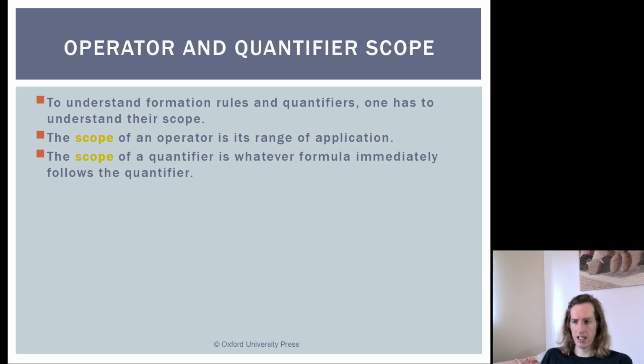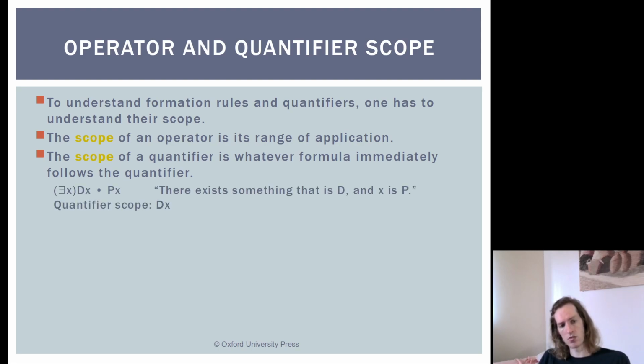So the next thing to go over is the operator and quantifier scope. To understand formation rules and quantifiers, one has to understand their scope. The scope of an operator is its range of application. And the scope of a quantifier is whatever formula immediately follows the quantifier. So, for example, if we have this formula, there exists an x, dx and px, which we could read as there exists something that is d and is p, the quantifier scope is dx.